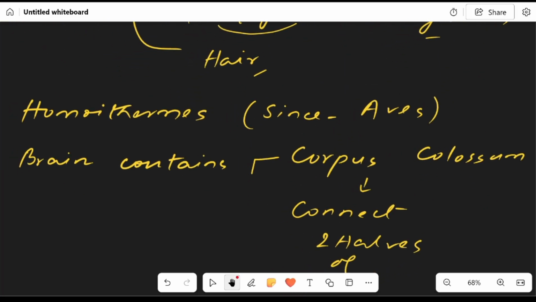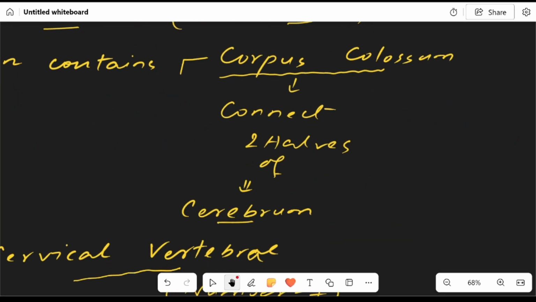These are homeotherms, like birds. The brain contains corpus callosum, an additional characteristic of mammals. The corpus callosum connects the two halves of the cerebrum.